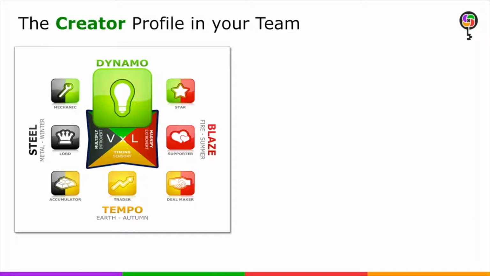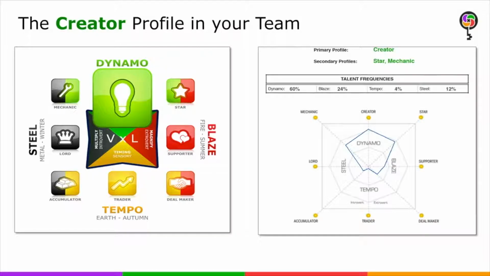So let's take a look at an example of one of the clients we've worked with and their profile scores. As you can see from the report, we've got the creator primary profile at the top, secondaries, we'll come back to those in a minute in the video where I explain more about how they work. Their talent frequencies, which again we talk about in the report, but just to recap, there are 4 of them: Dynamo, Blaze, Tempo, Steel, and they're all graded here based on the answers to the profile questionnaire that you give online.